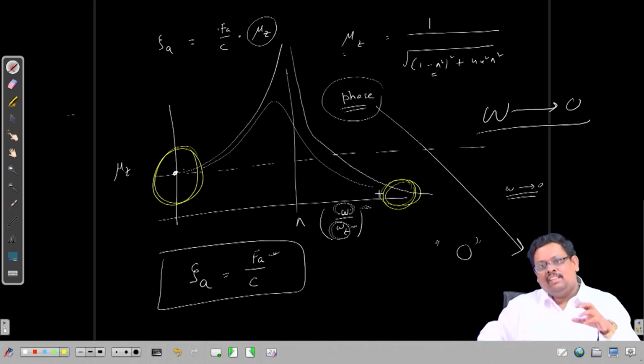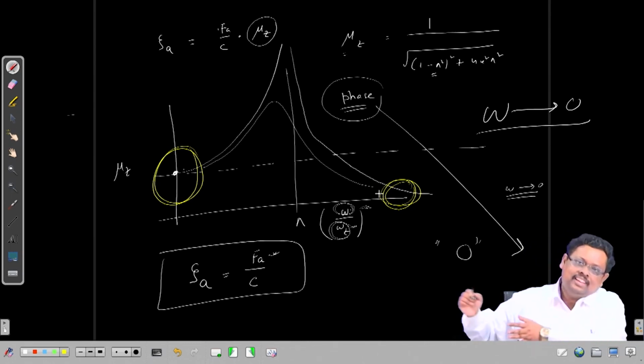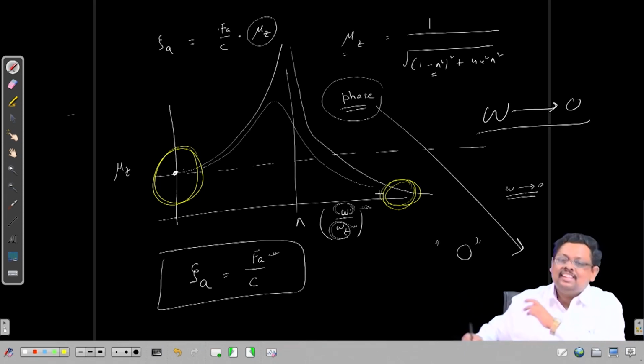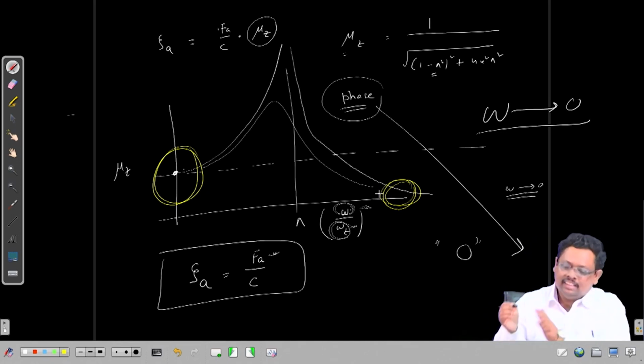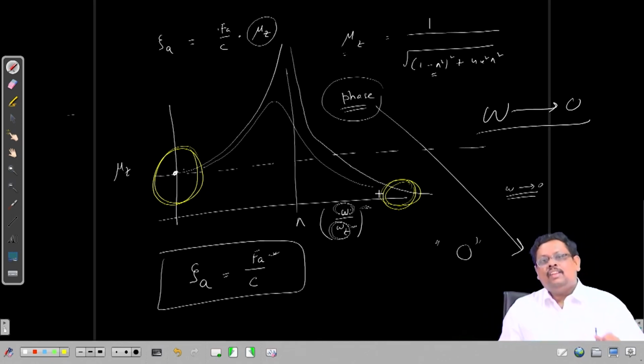And we are going to discuss only that range. We are not discussing when omega tends to 0, or when omega tends to infinity. We are going to discuss the intermediate region, neither low frequency nor high frequency, where the radiation component and all other components are very important. Okay. Fair enough.